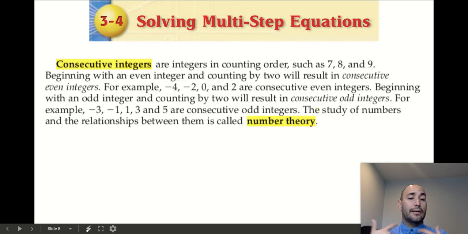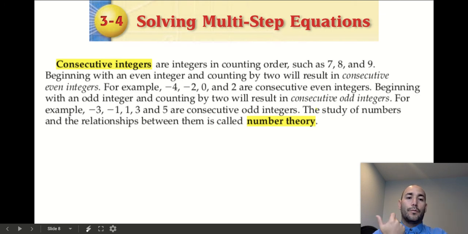Let's look at the idea of consecutive integers and the idea of number theory. So consecutive integers are numbers that come in order, right? Like counting order, just like 7, 8, 9. So it says beginning with an integer and counting by 2 will result in consecutive even integers. So like 2, 4, 6, those are consecutive even integers because those are all even and come right after the other. If I said consecutive odd integers, that would be like 1, 3, 5, right? Odd integers that come one right after the other.